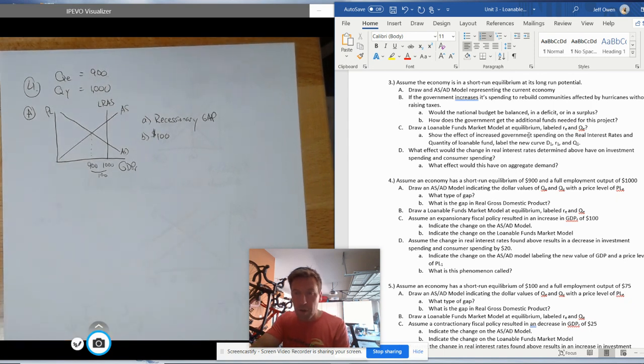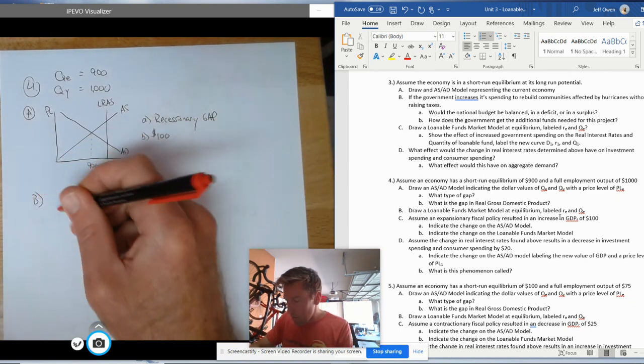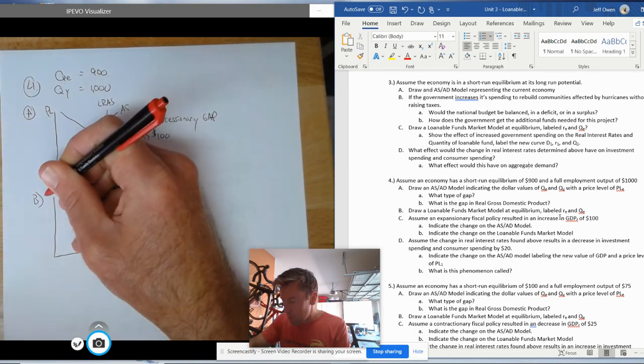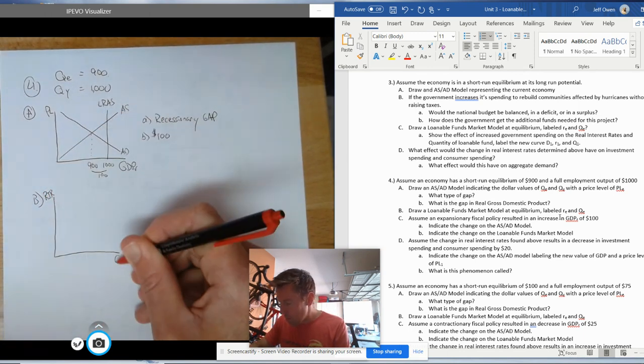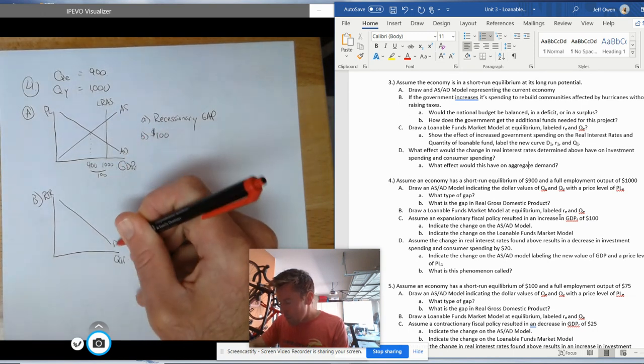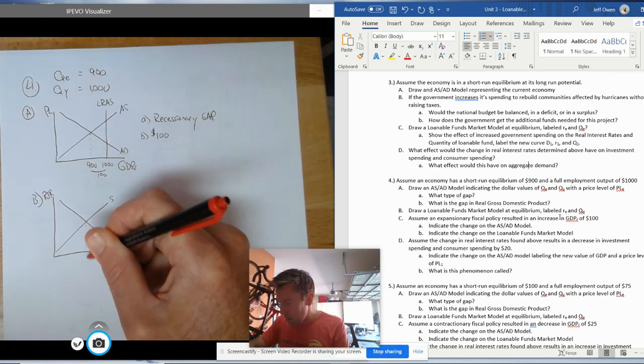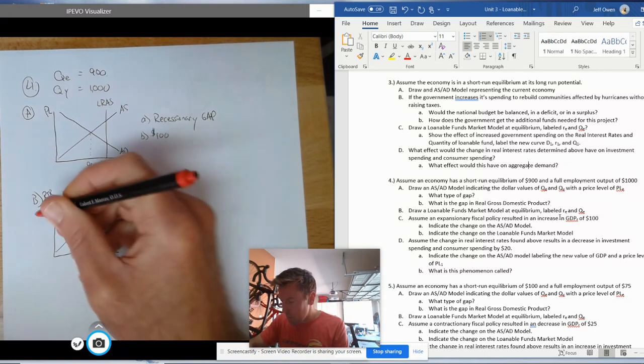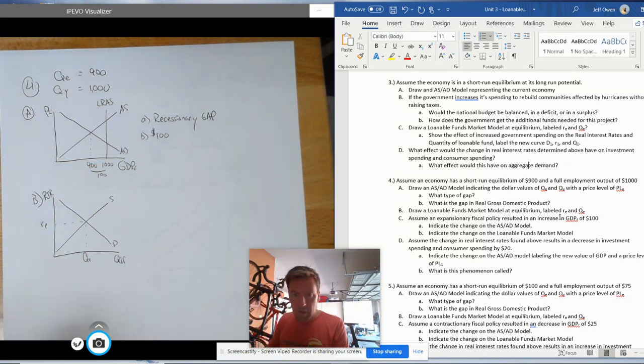Draw a loanable funds market at equilibrium. All right, here we go. Loanable funds, R, and quantity of loanable funds, demand, supply, quantity at equilibrium, RE. There is my equilibrium, so I'm right here. I have to mark myself that way so I don't get confused.